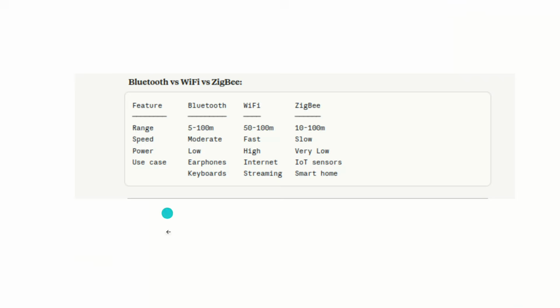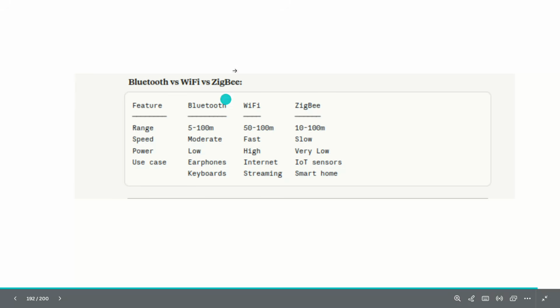Fine. Now let's see Bluetooth versus Wi-Fi versus Zigbee, and the difference between them. Bluetooth has a 5 to 100 meter range, moderate speed and low power. Examples are earphones and keyboards. Wi-Fi has a larger range; in our house, central Wi-Fi reaches most areas, so 50 to 100 meters. Speed is faster, power used is very high. The use case is internet and streaming. Zigbee is 10 to 100 meters, its speed is low and power is very low. For IoT sensors and smart homes we use Zigbee.